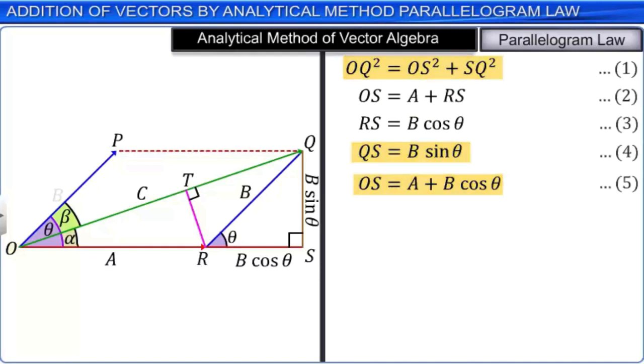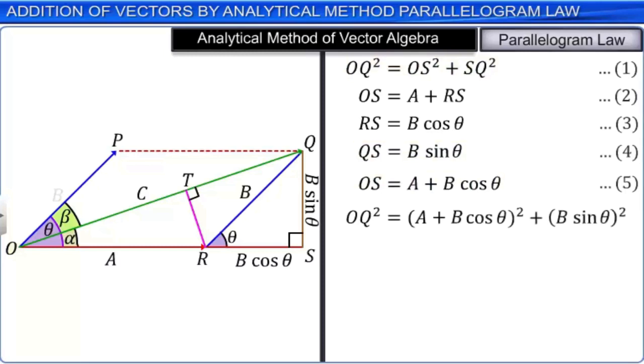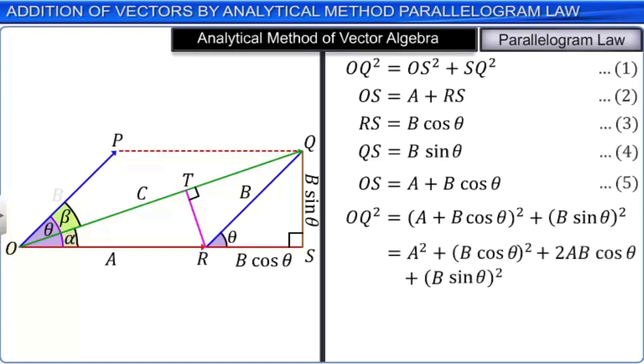Now we know the value of QS and OS, so we are substituting them in equation 1. That means A plus B cos theta the whole square, plus B sin theta the whole square. A plus B cos theta is expanded as A squared plus B cos theta the whole square plus 2AB cos theta, plus B sin square theta, where B is common in the two terms and has been taken out. Cos square plus sin square is 1. That's why I'm writing them together over here.